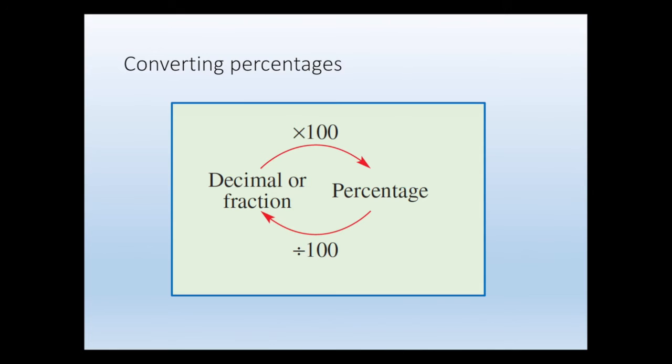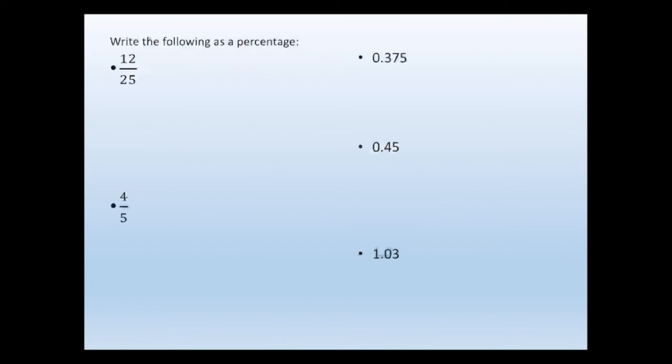All right. So let's try some examples. I'm going to start off with 12 over 25, I want to change it to a percentage. So if I multiply it by 100%, that will give me 100 divided by 25 is 4. 4 times 12 is 48%.